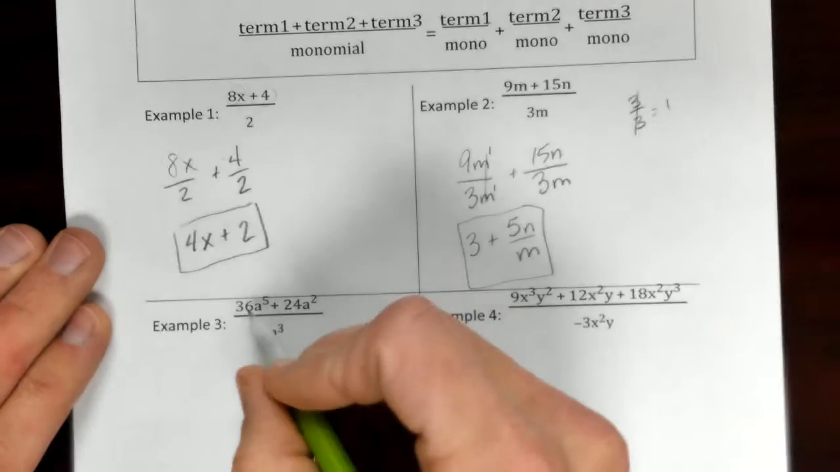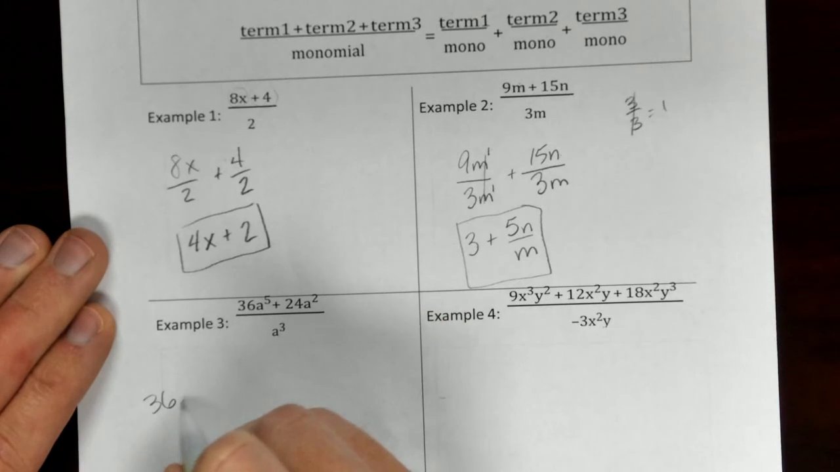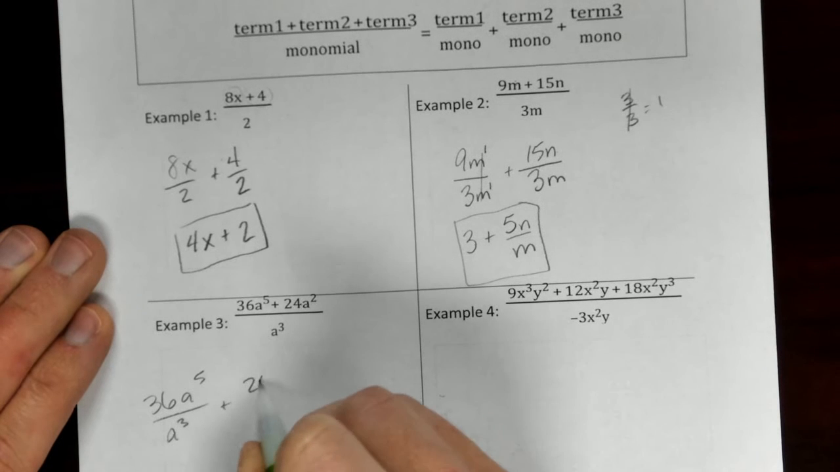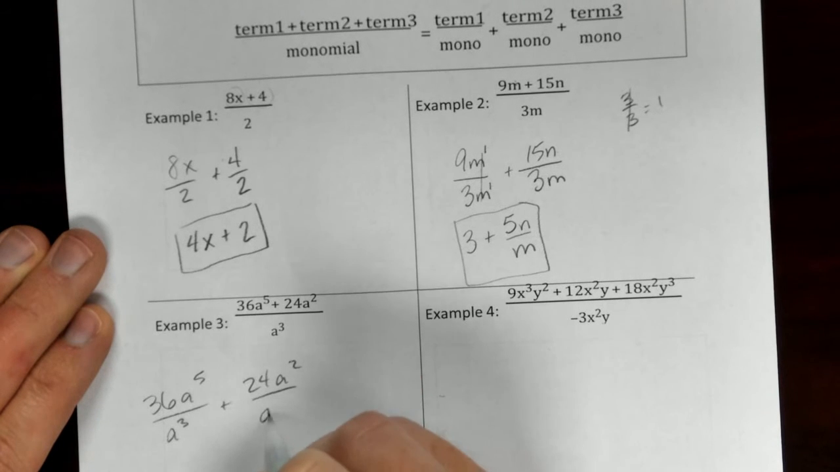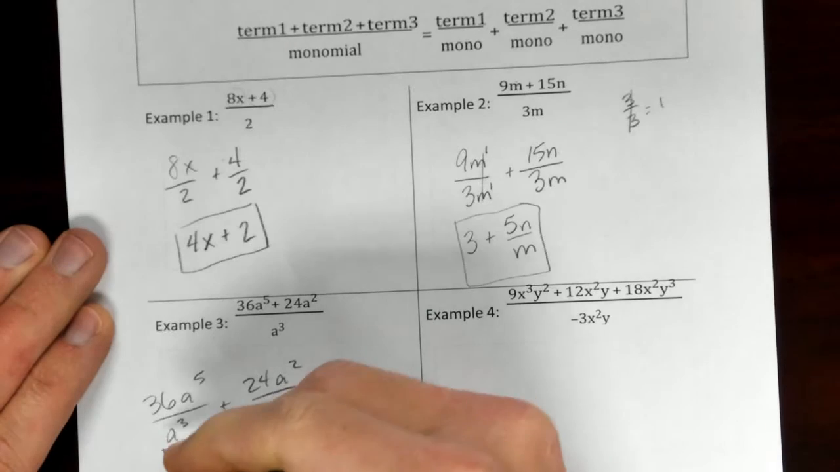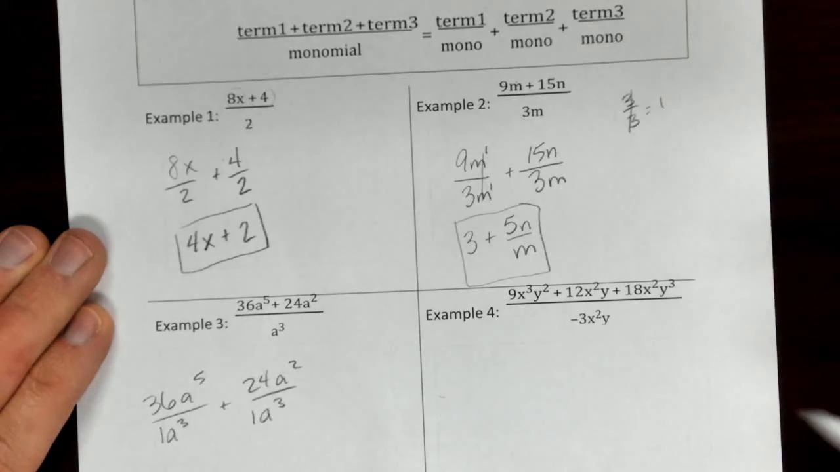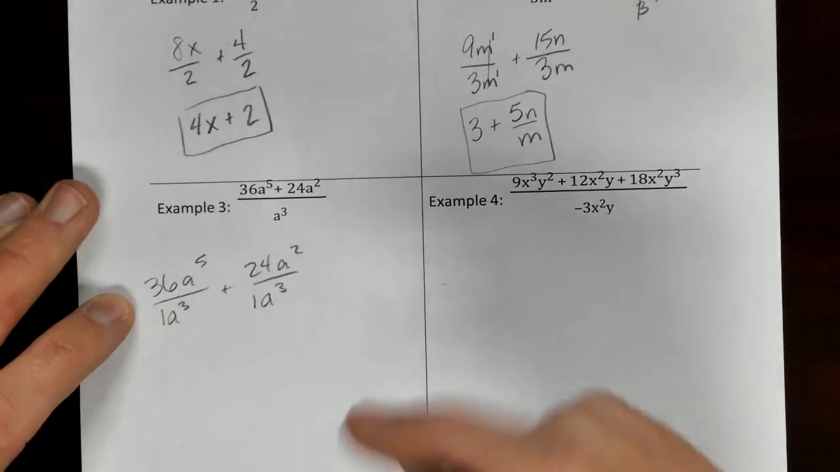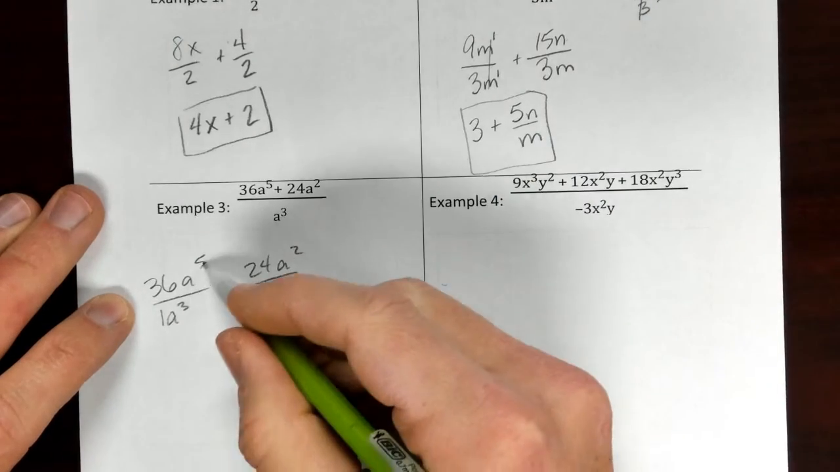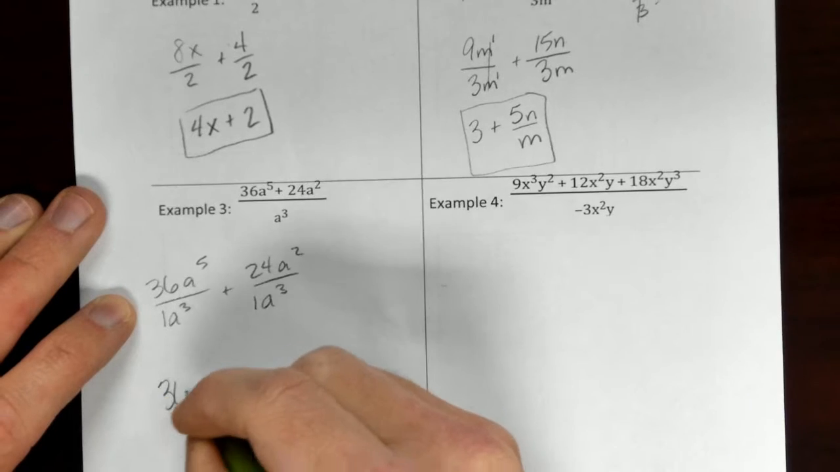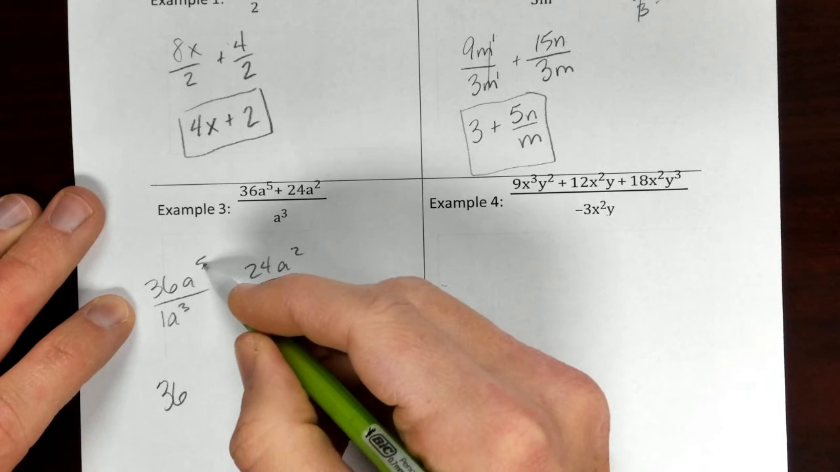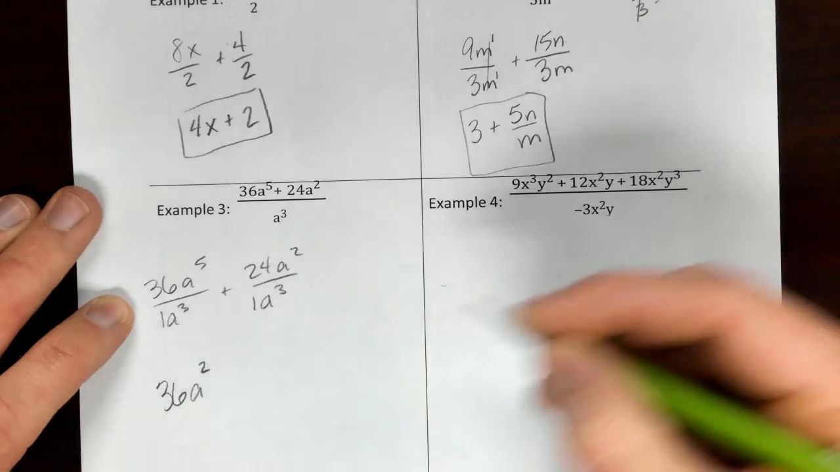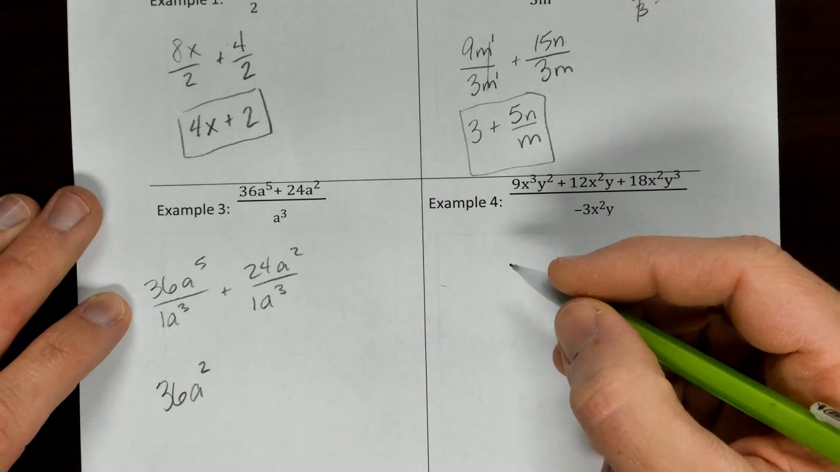Moving on to example number 3, I'm going to take my terms and separate them out. So 36a to the 5th over a cubed plus 24a squared over a cubed. Now you notice that the numbers in front are both not divisible by anything here, so I'm still going to have a 36. And like I said last example, all I'm doing is subtracting exponents. So on the top, you've still got 36. Now you're going to take a to the 5th and subtract 3. A squared, 5 minus 3 is 2.